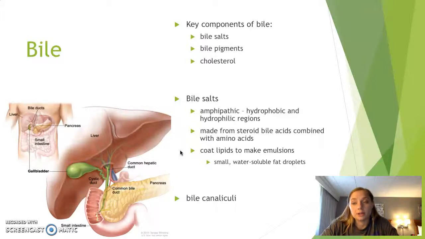So bile salts act as detergents to make fat soluble during digestion. Bile salts are amphipathic, which means they have both hydrophilic and hydrophobic regions. The hydrophobic region is the region that is facing in towards the surface of the lipid or the fat, and the hydrophilic portion is the one that interacts with the water outside of this molecule. So this helps create a stable emulsion of small water-soluble fat droplets. So that's how the fat is in the chyme in the small intestine.